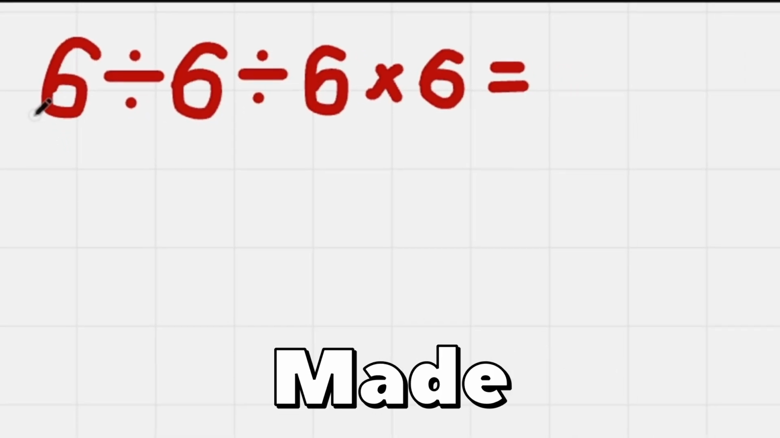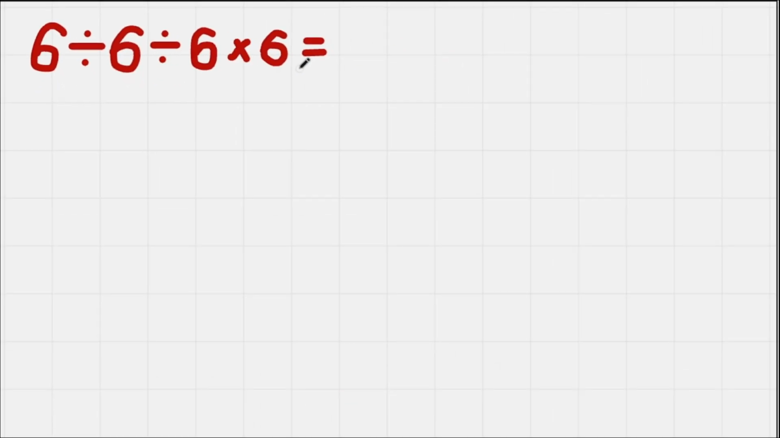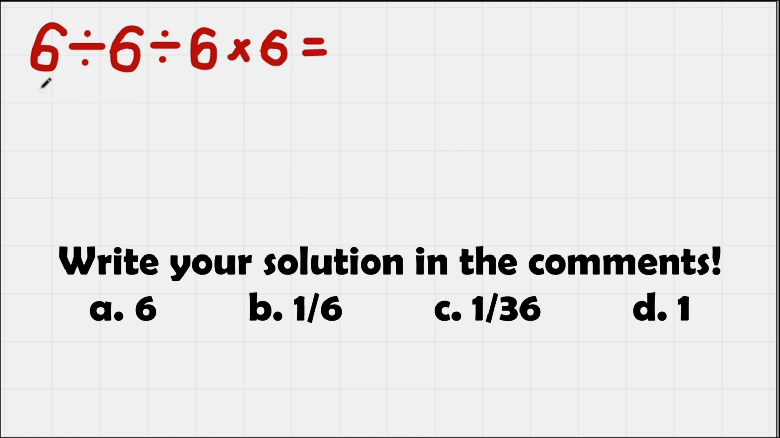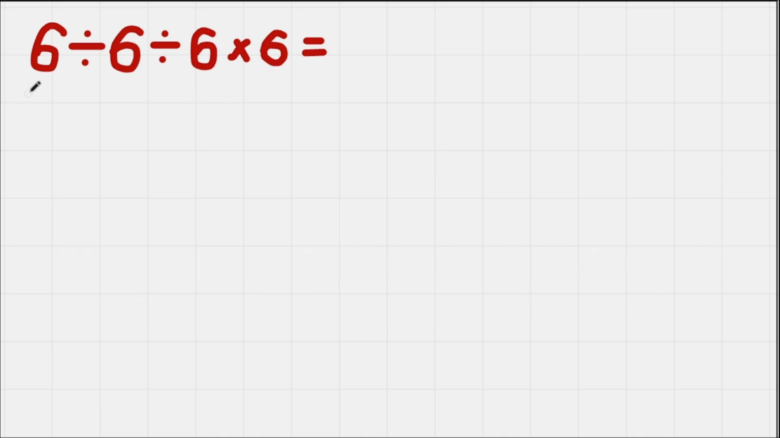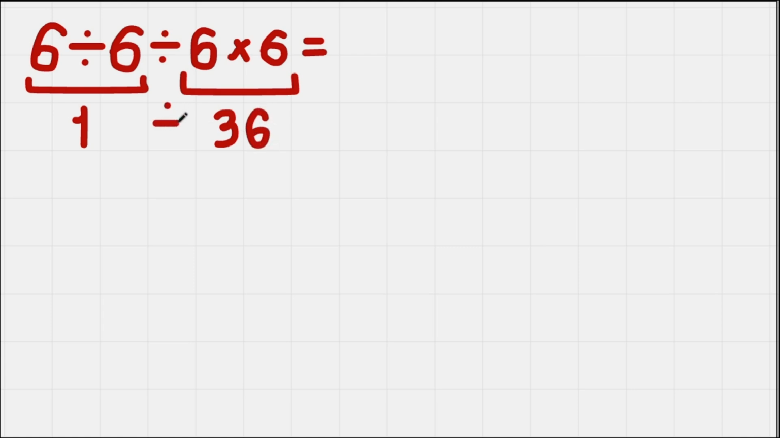This equation made a lot of people fail, but I'll show you the tricks to not fail in this equation. Today we have 6 divided by 6 divided by 6 times 6. So let's solve it. We get 6 divided by 6, so we get 1, then we get 6 times 6, we get 36, and we have division, so in the end we get 1 divided by 36.